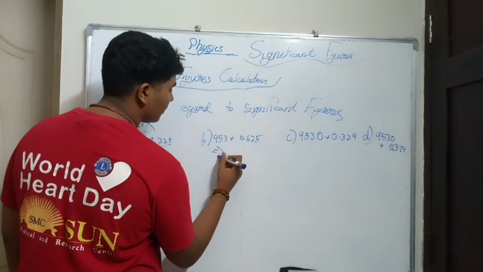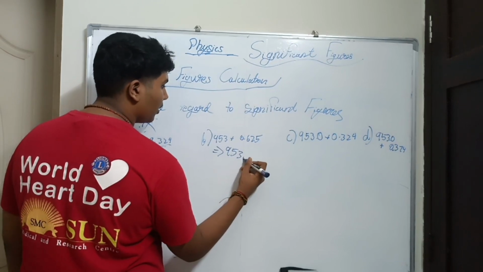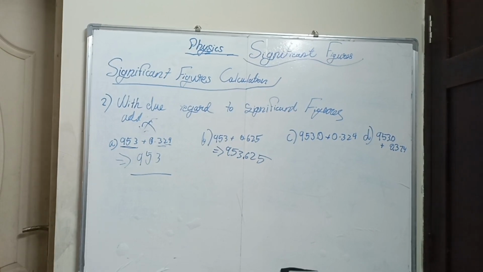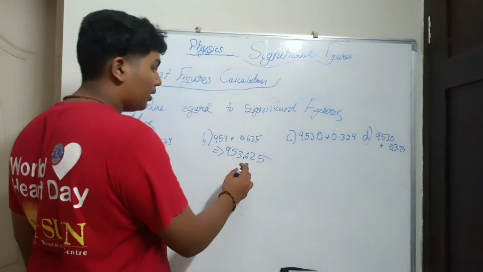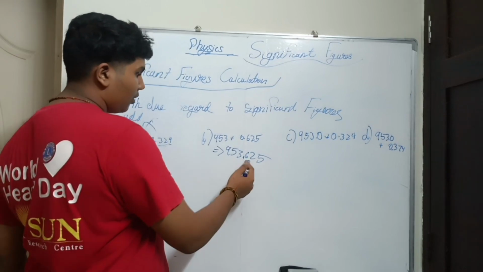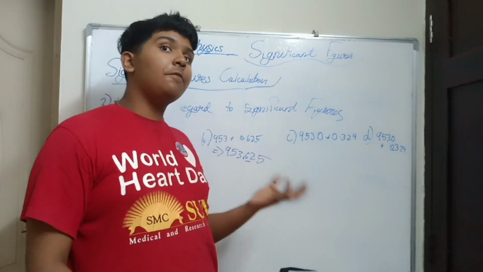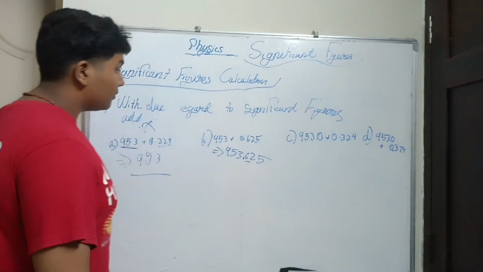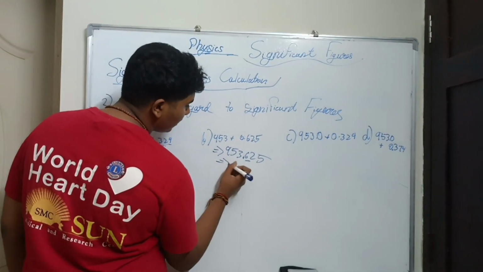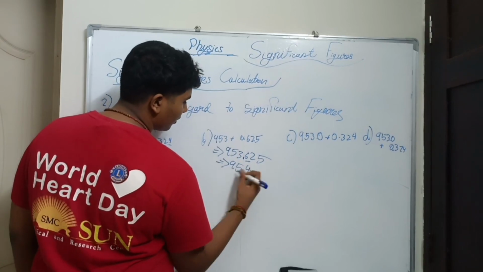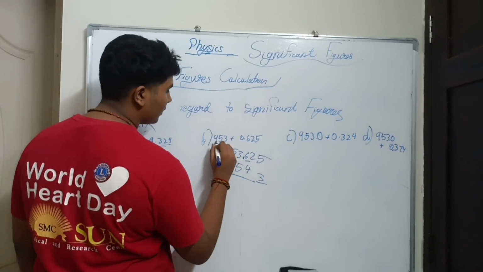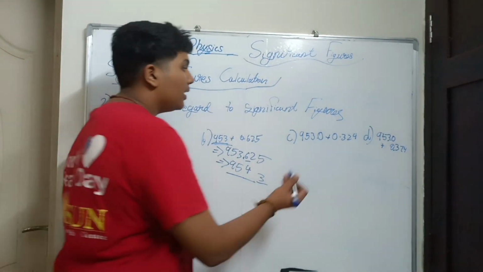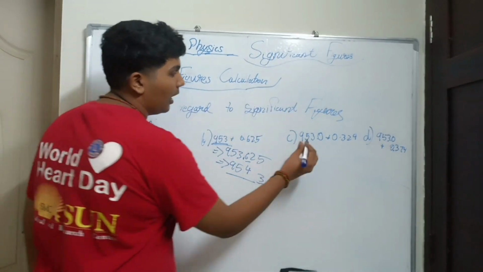So you will get 953.625, right? So what will be your final answer? So what is the 6, right? So what do they say? If the digit is more than 5, then the preceding digit will be raised by 1. So instead of 3 it will be 954. Again it is 3 significant figures because that is the least count here, the least significant figures.